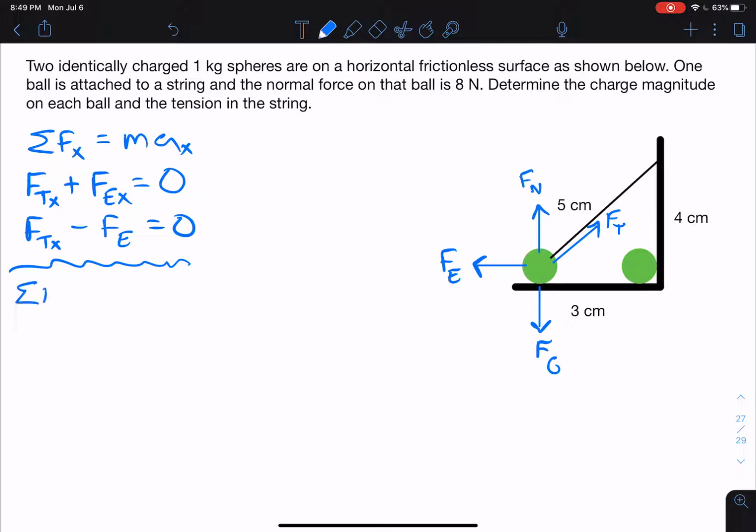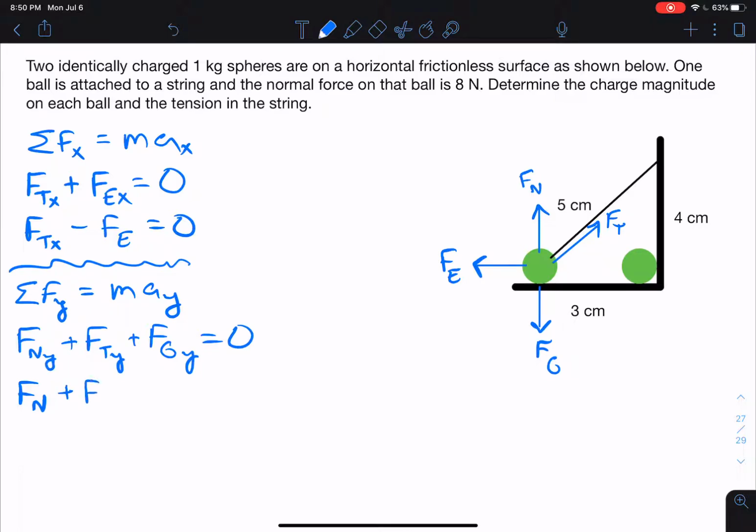Now for the y, so I've got, let's see, the sum of F in y: F_ty plus F_gy all has to equal 0. And let's see, this is going to be just F_N because, again, F_N is an axis vector. I've got another axis vector, and I called up positive. This is plus F_ty. This is going to be minus F_g.